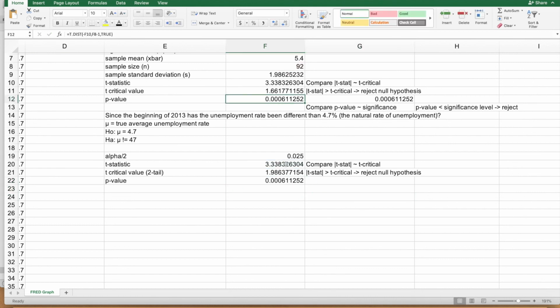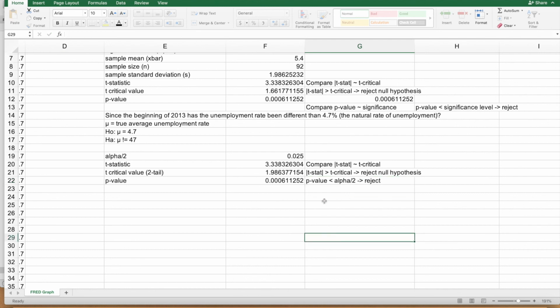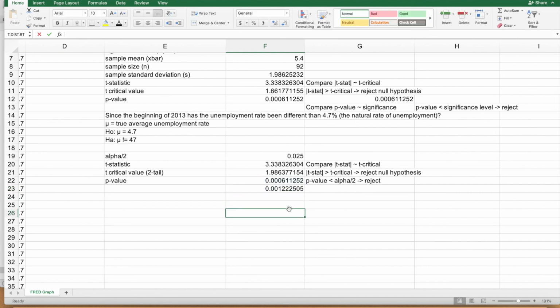So we got the same p-value again, but there's a couple ways to do it now. We already divided this by 2. So we could say p-value is less than alpha over 2. Reject. We could also say exactly the same thing. We could take this equals this times 2. That's another way to think about the p-value in a two-tailed test.